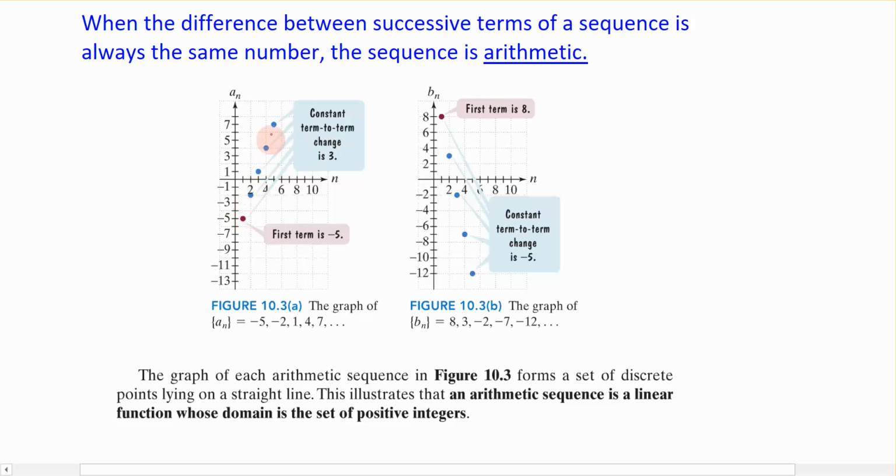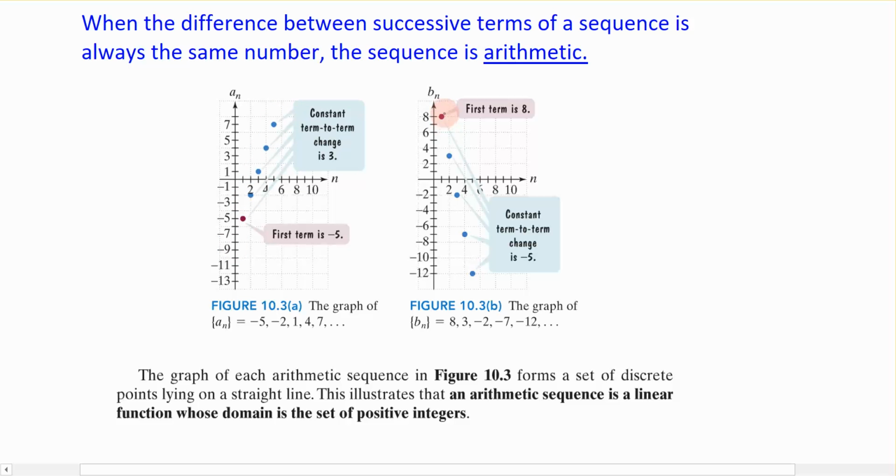So here I have a graph representing an arithmetic sequence, and you can see that each of these points on here, which would be a set of discrete points, all of these discrete points lie on a straight line, and it appears that they are all a specific value, the same value away from each other. In other words, it looks like a line, right, with a difference of the slope.